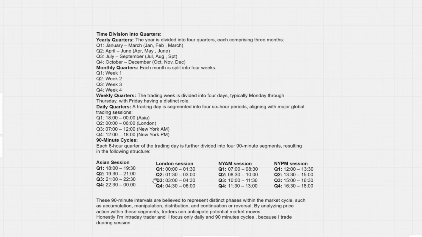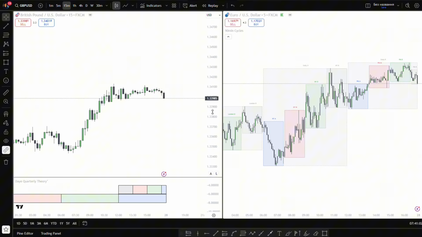The most important takeaway is this: the most volatility in the active cycle is almost always the third 90-minute quarter within any session. That's why for intraday trading, it's often best to focus on a specific window. For example, you can try to trade the third 90-minute quarter of each session. It can be London, or if you trade the New York session, you can try the third quarter of the New York AM session.